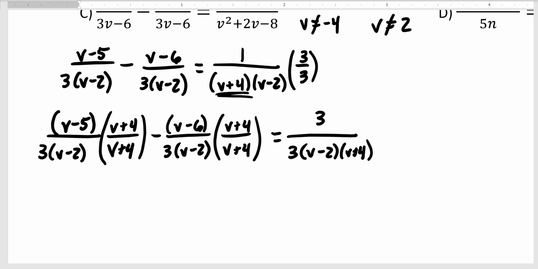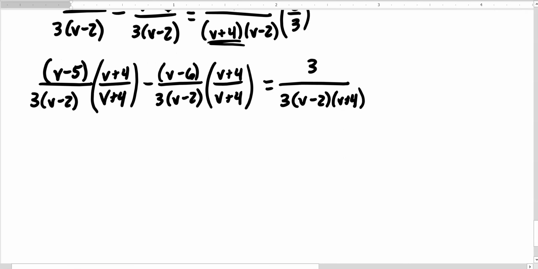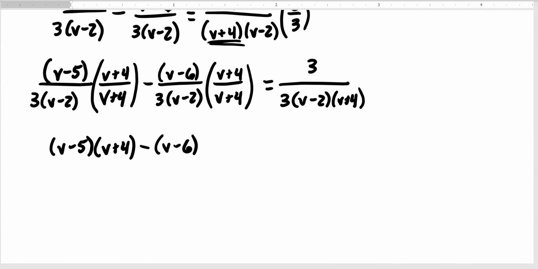So here's the good news. Now that we've done all this, we can multiply by our common denominators. We are left with just our numerators. So we will have (v - 5)(v + 4) - (v - 6)(v + 4) = 3. Whew. All right. Well, distribute, multiply this out here.